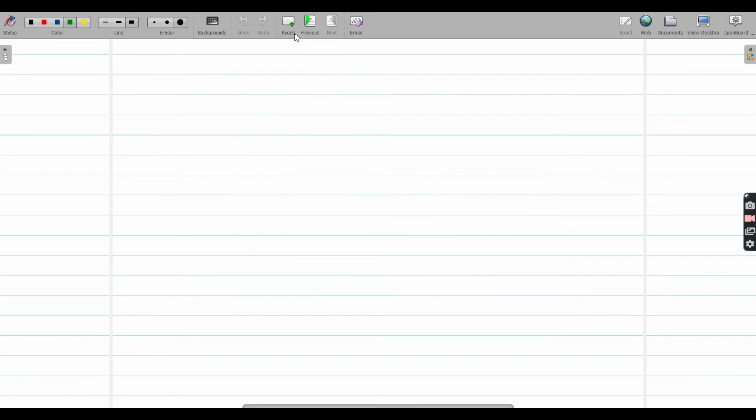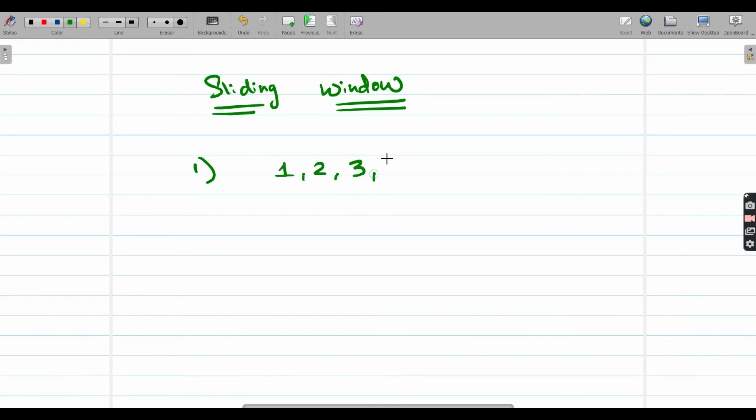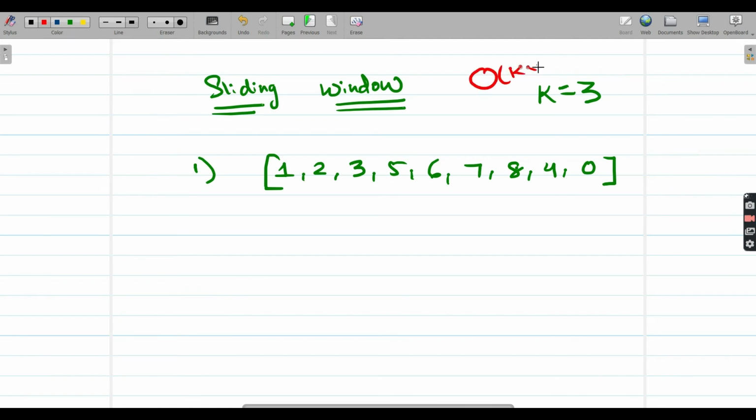And by the way, let's try to understand what the term window means. We keep on talking about sliding window, right? So let's understand what is meant by sliding and what is meant by window. Let's understand with an example. I am given an input array like 1, 2, 3, 5, 6, 7, 8, 4, 0. Let's assume this is my input array and I am given k as 3. What I said initially, with an array approach we need big O of k into n time complexity to solve this problem, right?